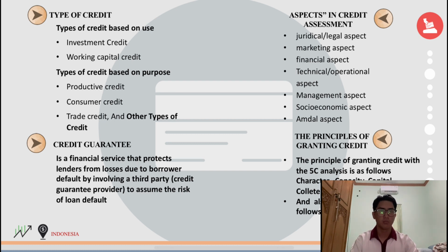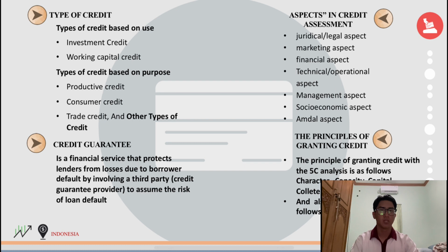Next, types of credit based on collateral. First is guaranteed credit. This type of credit is provided with a guarantee, which can be in the form of goods or people guarantees. Next is unsecured credit. This type of credit is given without collateral in the form of goods or people.